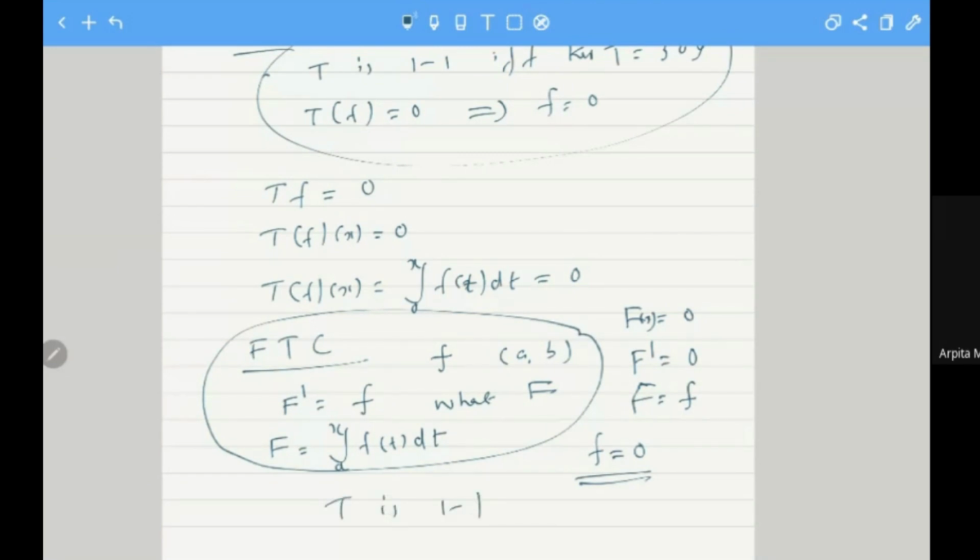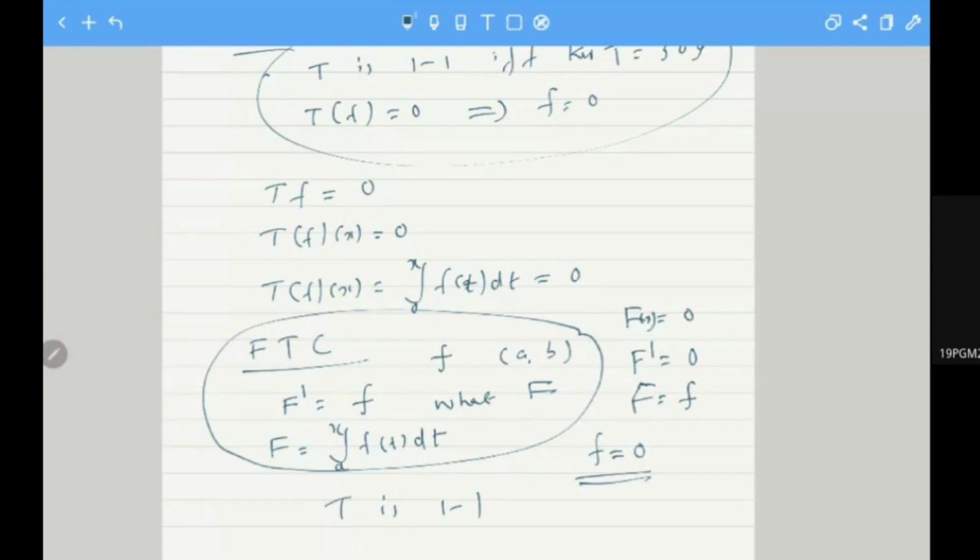T is 1-1. Is this clear to all of you? Should I explain once again? Okay, once again, I will explain. So we need to look at the kernel of T.